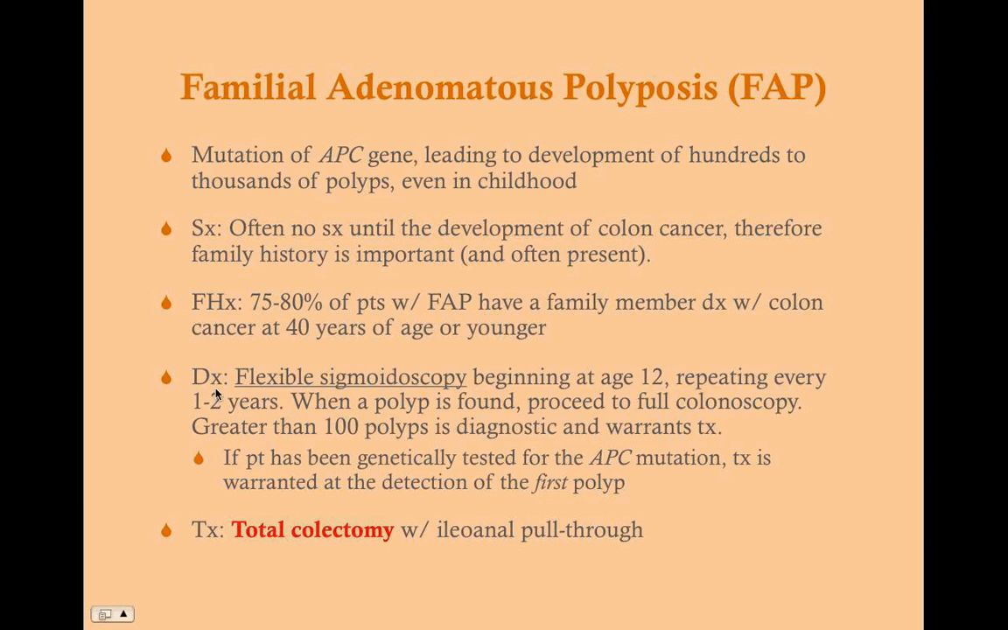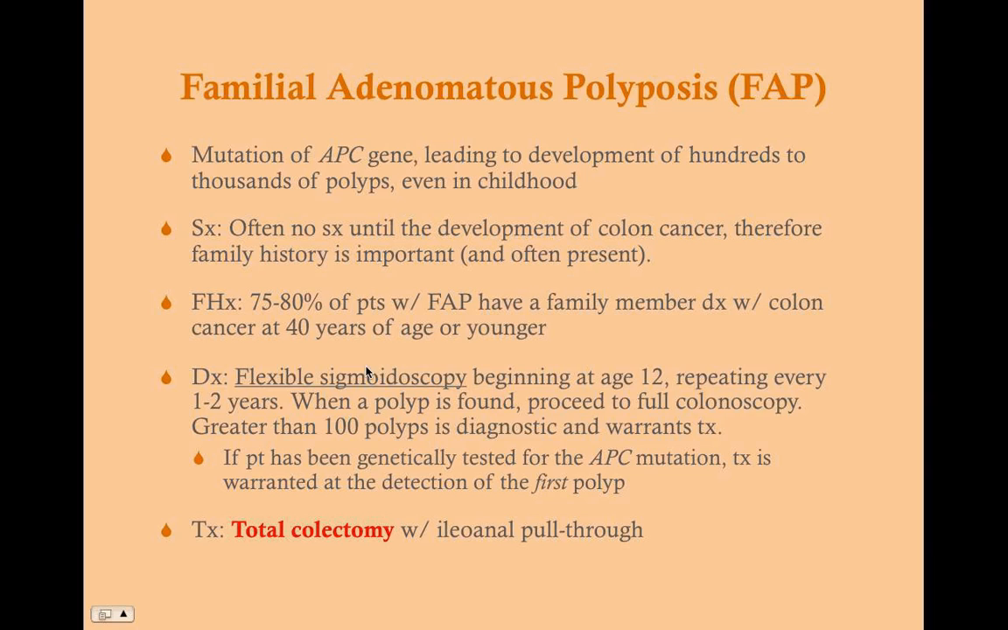At that point, you're going to be doing a diagnostic flexible sigmoidoscopy. And if it's a patient who's young, who's 5 years old, then you're going to start it at age 12. So whenever they're presumptively diagnosed, or starting at age 12 if they're a child. And you're going to repeat it every 1 to 2 years. And when a polyp is found, then you're going to proceed to a full colonoscopy.